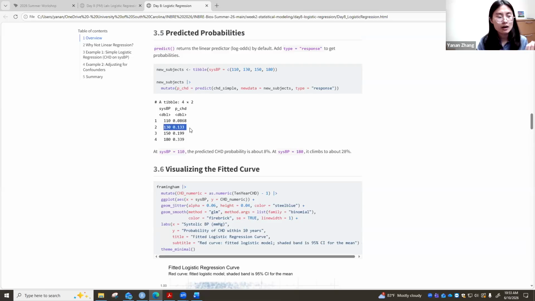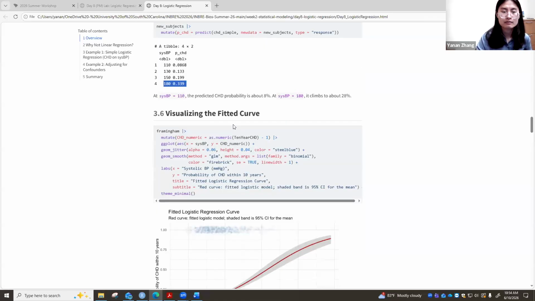If the systolic blood pressure increased to 130, the probability is about 13.3%. And if the systolic blood pressure goes up to 180, the probability is much higher, which is about 34%, right? This is the interpretation.